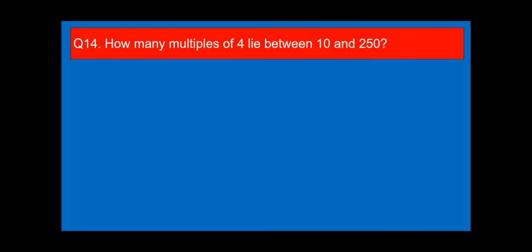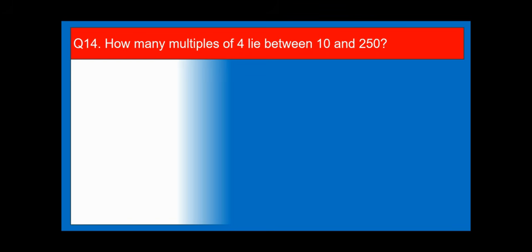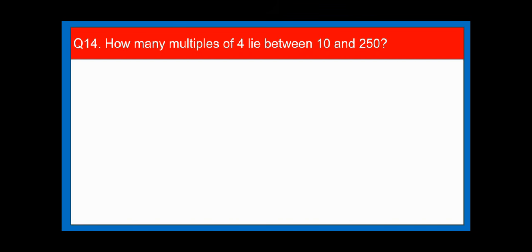What are the multiples of 4? 4 1s are 4, 4 2s are 8, 4 3s are 12. So 4, 8, 12, 16, 20, 24, all these are multiples of 4. Out of which, what is the first multiple of 4 after 10? The multiple of 4 after 10 is 12.